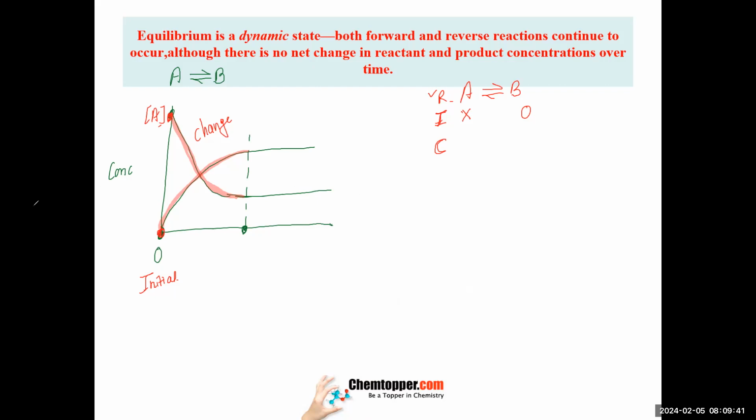Yeah, this part is representing change. And what is this part representing, children? This one. It is representing Unit 7, equilibrium. So it is reaction, initial, change, and then equilibrium. And this part we are going to learn as K.